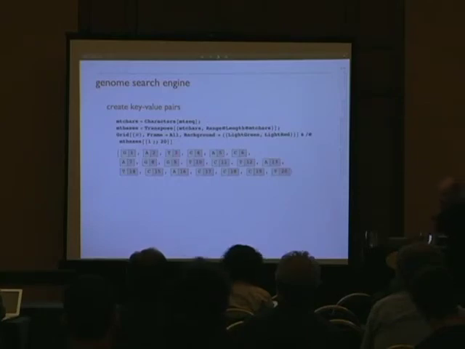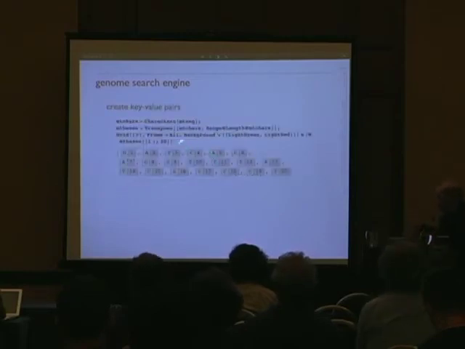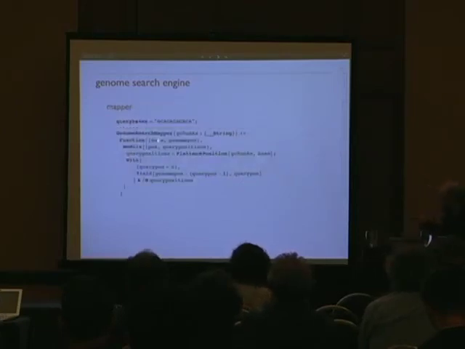My key value pairs are just going to be an index of the genome. I'm going to take every letter in the genome, and attach the position of that letter in the genome as the value. Those are my key value pairs. Now the mapper knows two things. It knows one of these key value pairs, like C4, that's the base and the genome position. And it also knows what the query sequence is. Those are the only two things the mapper knows.